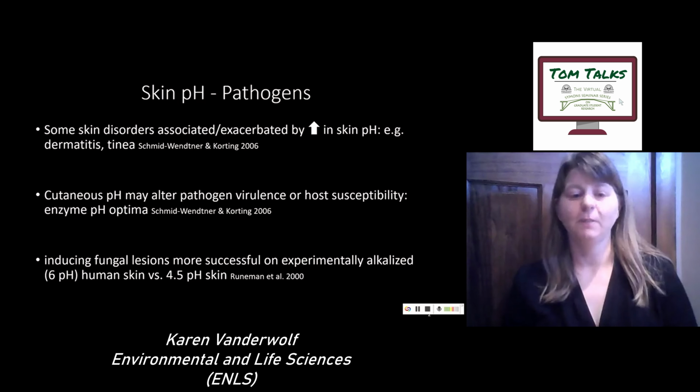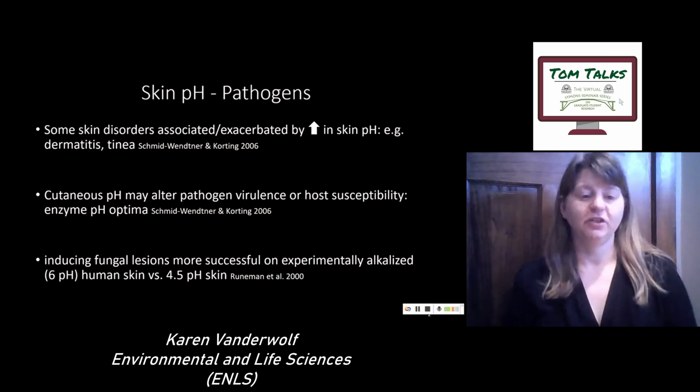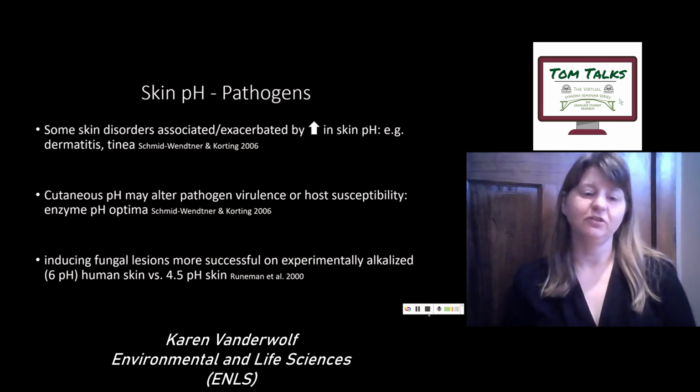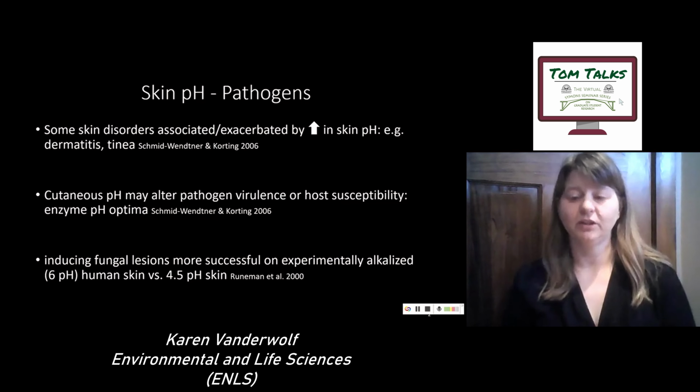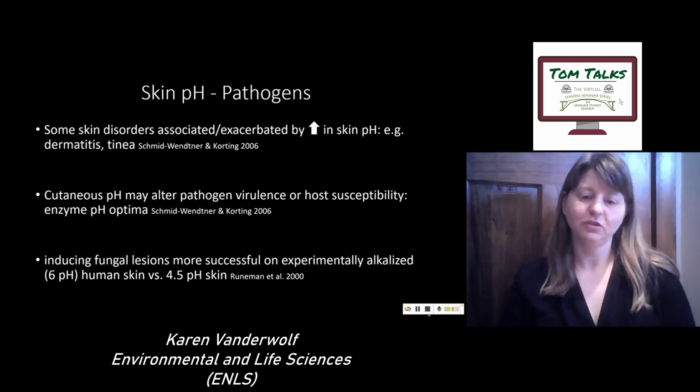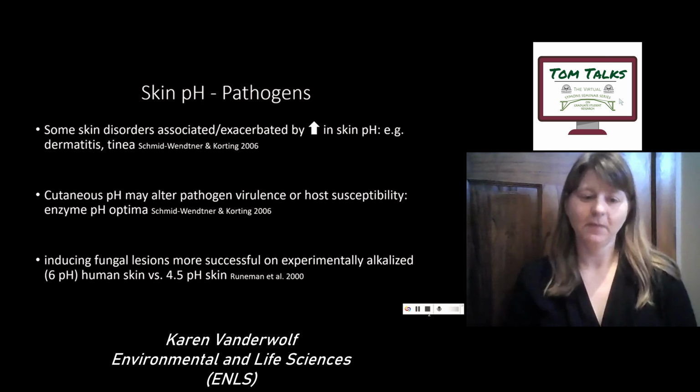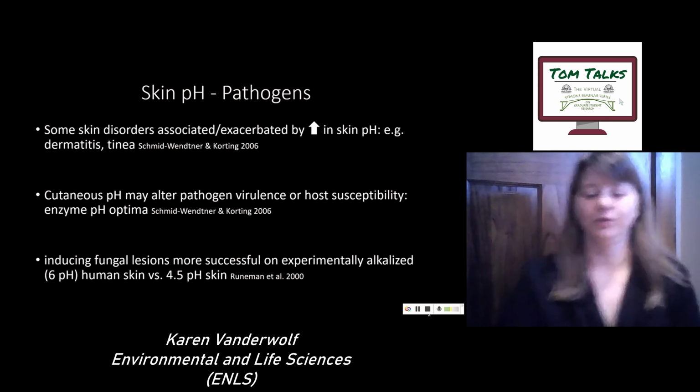A study found that trying to experimentally induce fungal lesions on human skin was much more successful for skin that had been experimentally alkalized, so the pH increased, than on normal human skin, which is regularly acidic. For the pH scale, 7 is neutral, above 7 is alkaline, below 7 is acidic. Human skin is pretty acidic, normally at about 4.5, although this varies quite a bit.